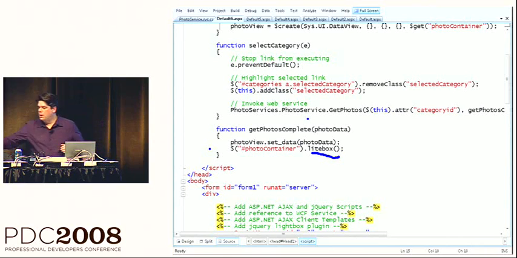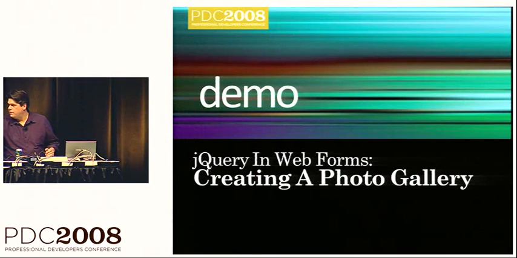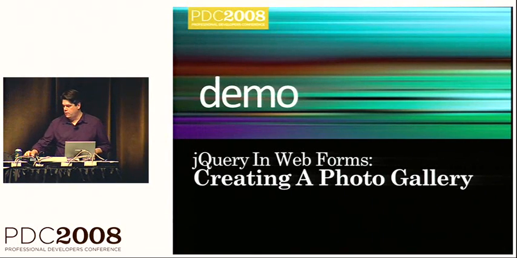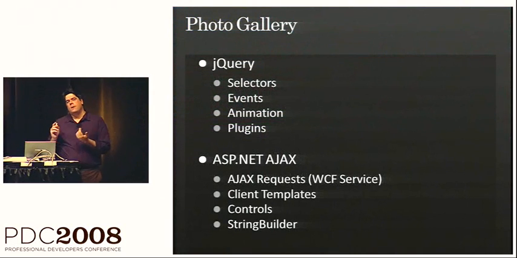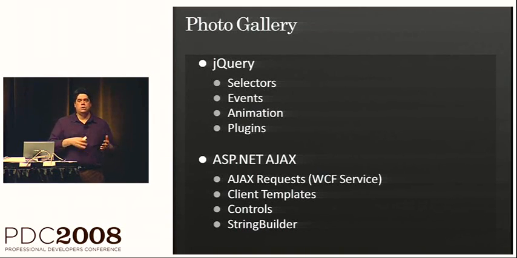Okay, so what did we learn? What did we learn by creating that photo gallery application? Well, what we saw is we had to use elements of both Microsoft Ajax and jQuery together to get all that functionality. We used a number of features of jQuery. Obviously, we used selectors. We used event handlers. We used animation. We had the fade in, fade out in the background of the animation. And we used that Lightbox plugin. So that's what jQuery brought to this application.